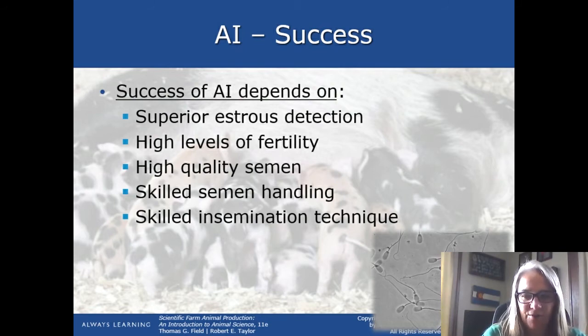In the bottom right-hand corner, you see a picture. This is what we would call a sperm viability test. And so the technician is looking for the mobility of the sperm, the counts, and things like that.